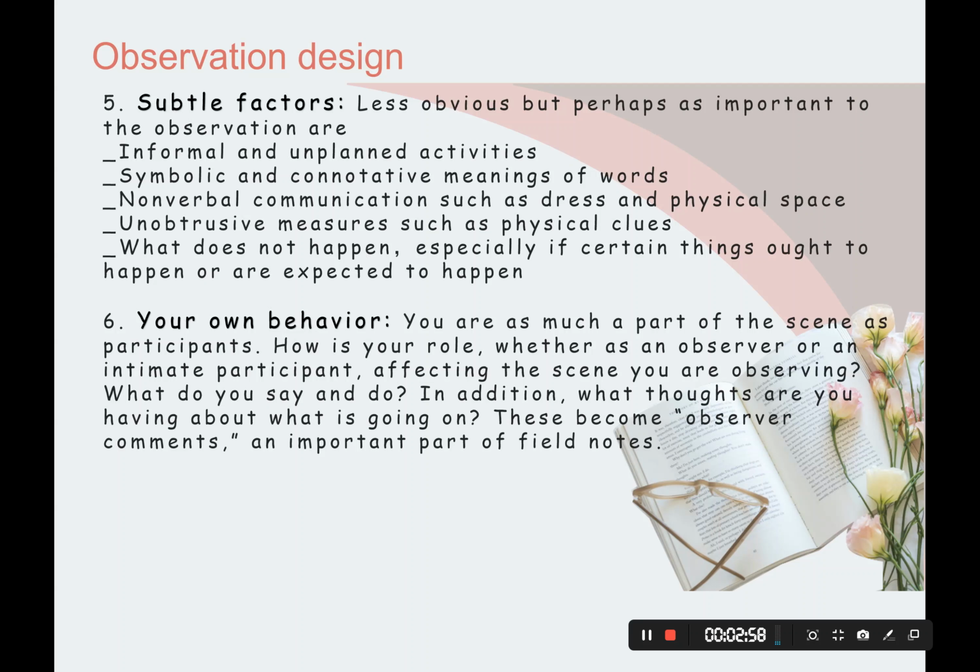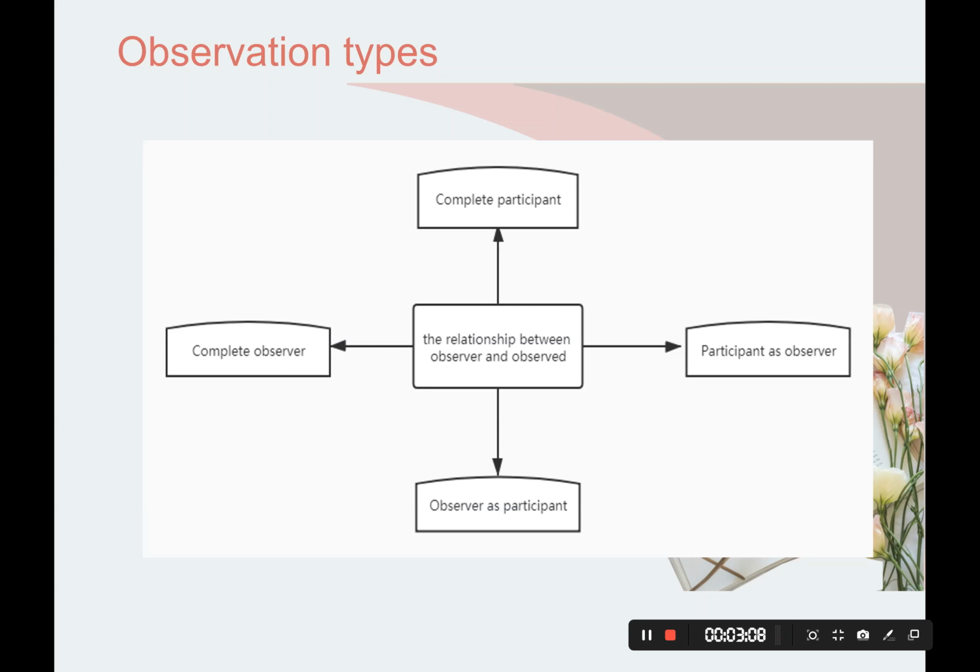After you know how to design an observation, what kind of activities you will focus on, what physical setting you are going to choose, who you are going to observe, then it is very important for you to choose a type of observation. The observation could be separated into 4 different types according to the relationship between observer and observed.